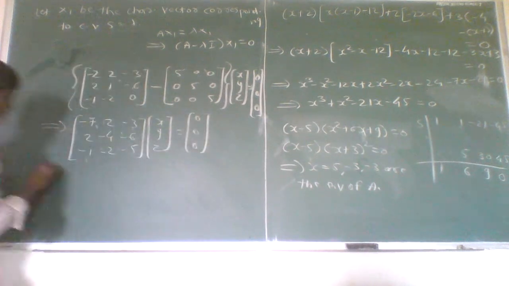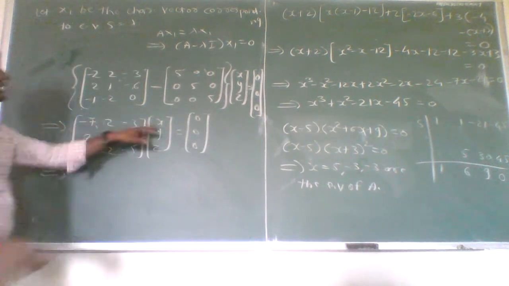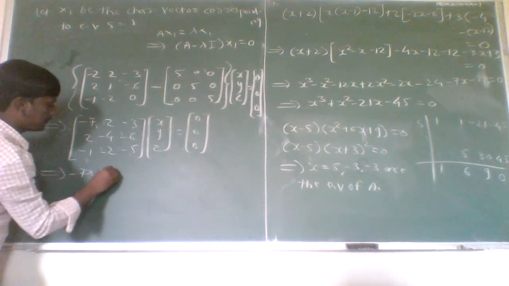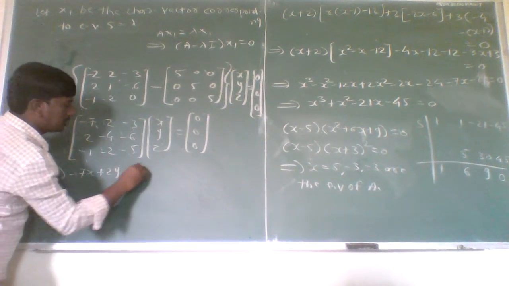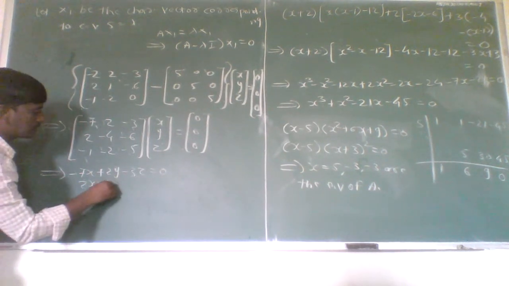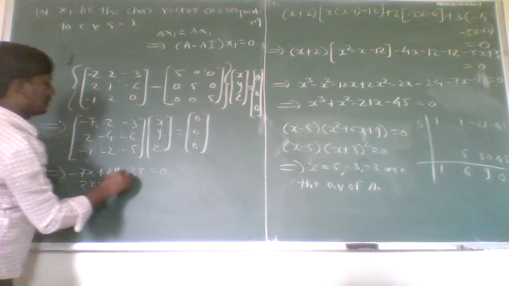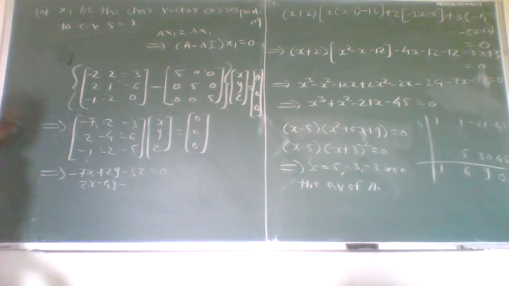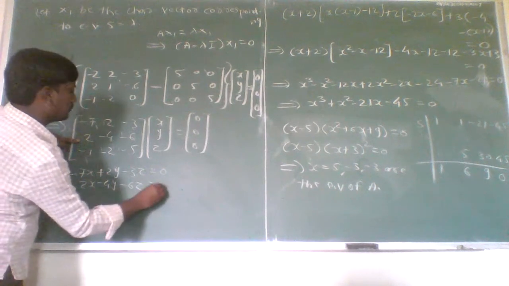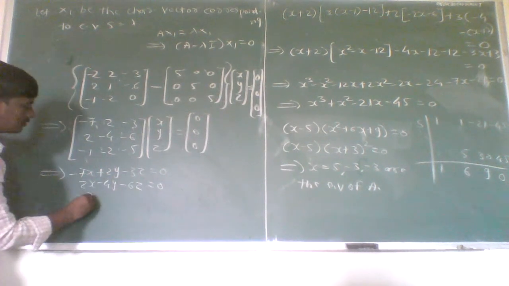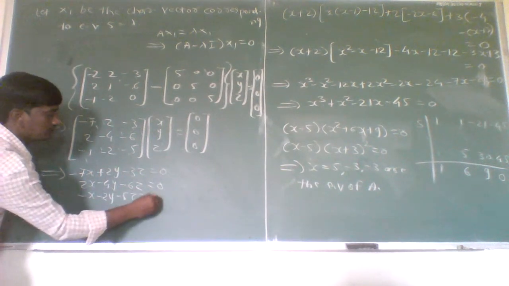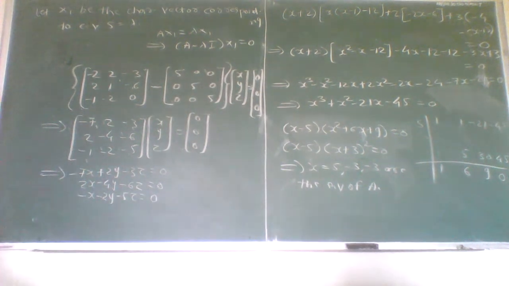Now find out the corresponding equations. Minus 7x plus 2y minus 3z is equal to 0. 2x minus 4y minus 6z is equal to 0. Minus x minus 2y minus 5z will be equal to 0.